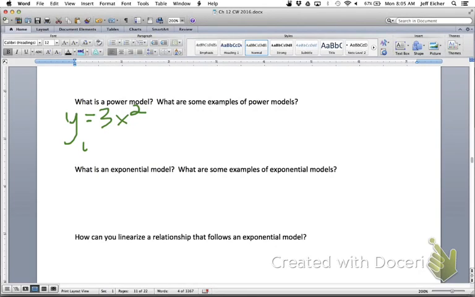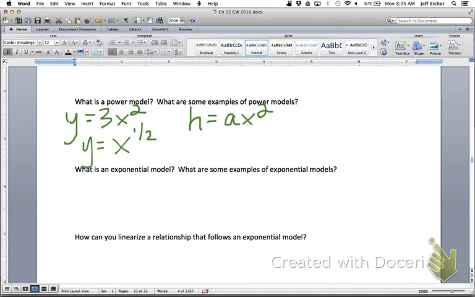So for instance, you could also have y equals x to the 1/2. That power is a real number, so that is a power model. Some examples of power models: the height an object is after it's been dropped from some height is going to be affected by gravity. We'll just say some constant a, and then x squared, which is the height of an object. So we can model heights with power models.